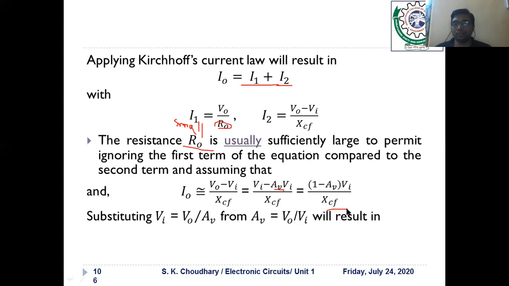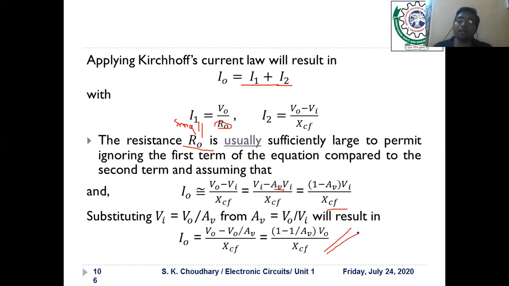Now Vi is V0 upon AV, we know that. So I0 would become what? One minus 1 upon AV, into V0 upon XCF. So this is a very important relationship for defining the Miller output capacitance, the value of I0. Please note it down.